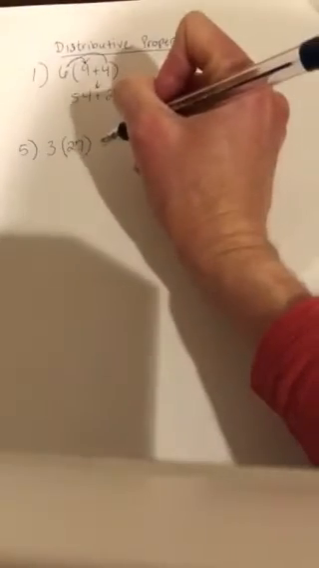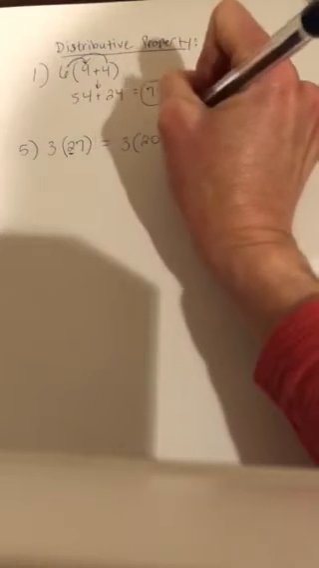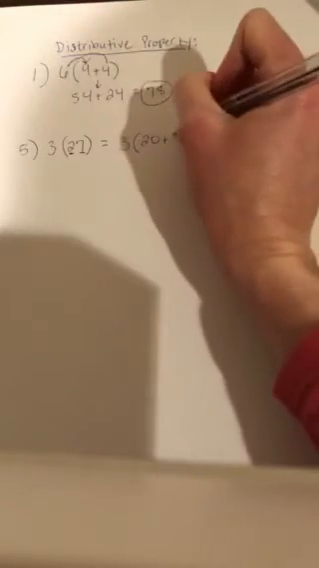There are some, looks like some more, slightly more complex looking problems here. Let's do number 5. 3 times 27. And you know what? They're just showing you here. 3 times 27 is the same as 3 times 2 in the tens place represents 20, plus 7 in the ones place represents 7. That's just simply what they're showing you.